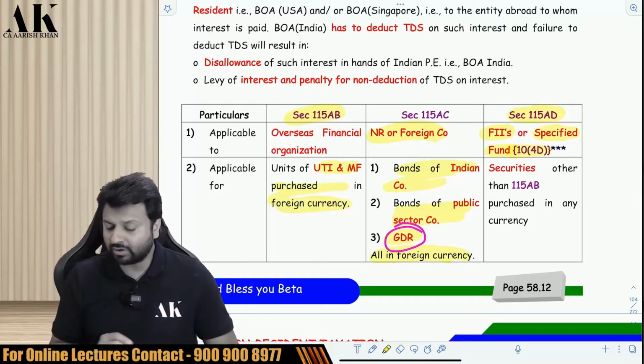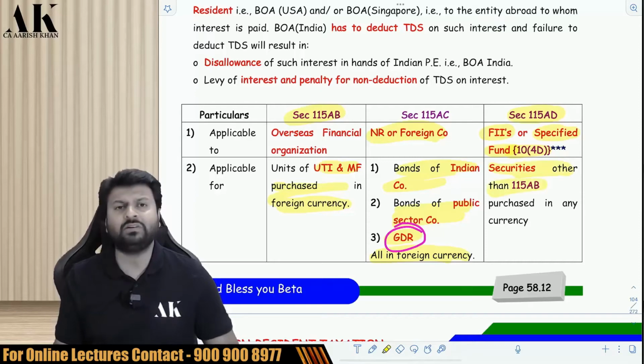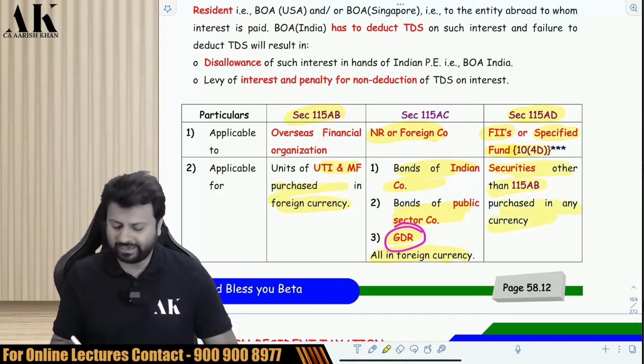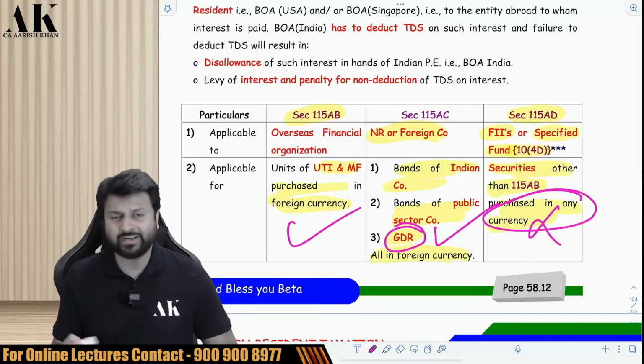Now let us talk about what they are buying. What is the FII buying? What is the specified fund buying? They are buying securities other than 115AB purchased in any currency. Here there is no foreign currency mentioned. Here and here there is foreign currency, but here it is any currency.